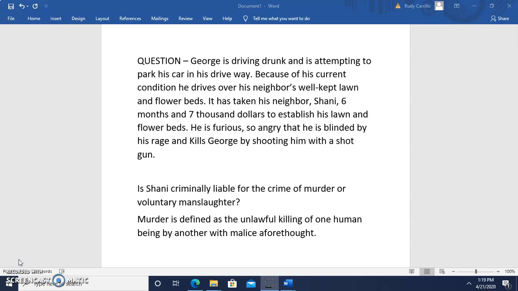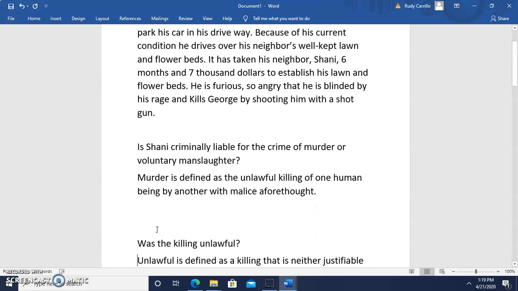So I'll show you what I'm talking about. All I've done is taken the definition of murder, broken it down by its elements, and asked a question for each element of the crime. So we start here: is Shane criminally liable for the murder or manslaughter? Murder is defined as the unlawful killing of one human being by another human being. I've typed out some of this so that you don't have to watch me type a bunch of stuff.